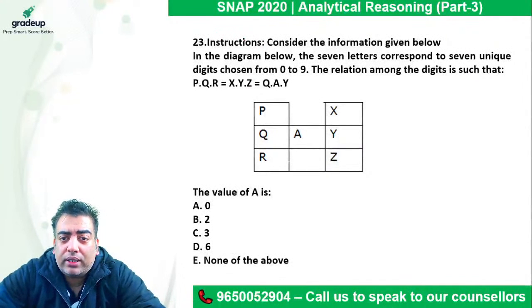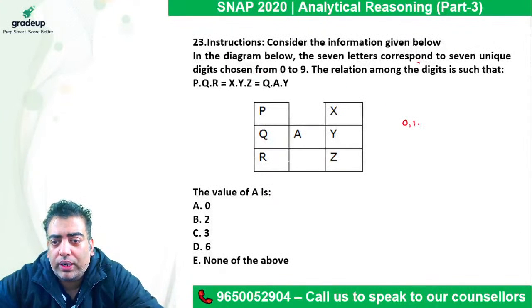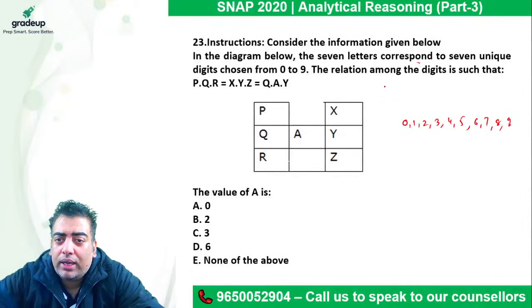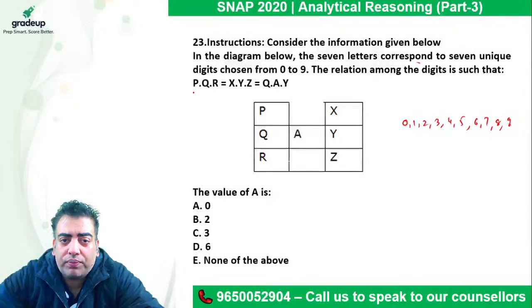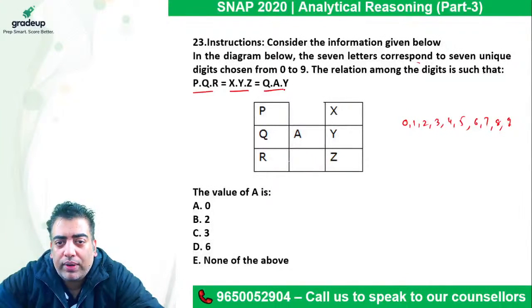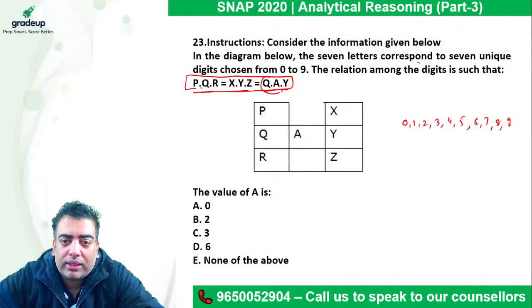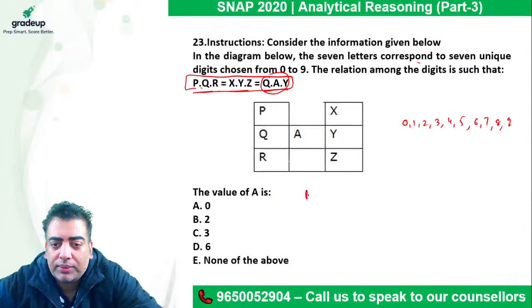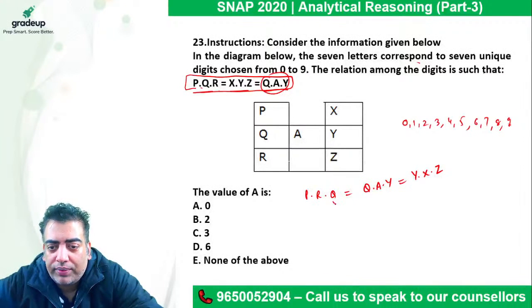Okay, so here it says in the diagram below, the 7 letters correspond to 7 unique digits chosen from 0, 1, 2, 3, 4, 5, 6, 7, 8, 9. The relation among the digits is such that the product of PQR, XYZ, QAY is the same. So I am writing this in a better way, right? I am writing it like this: P into R into Q equal Q into A into Y equal Y into X into Z. So that we can clearly see Q is common between these two, Y is common between these two.